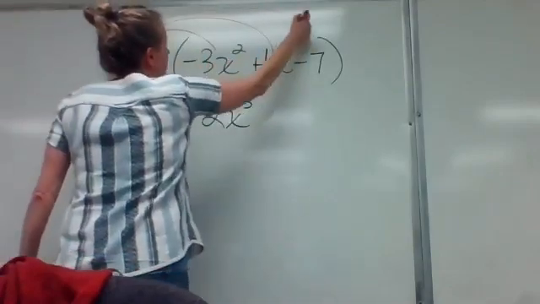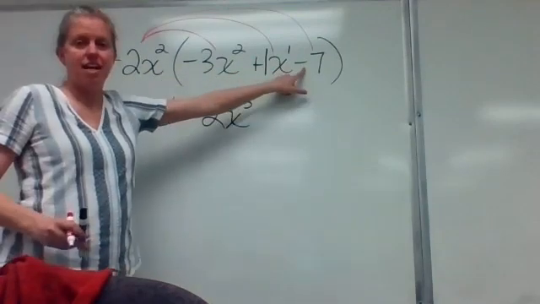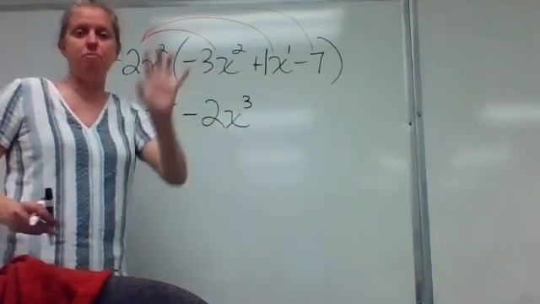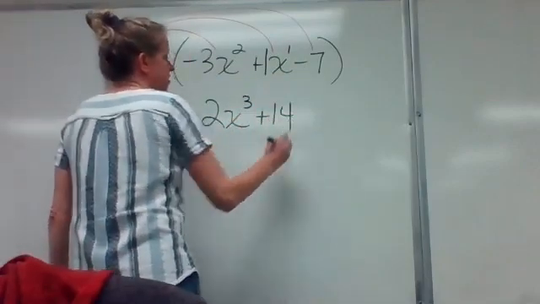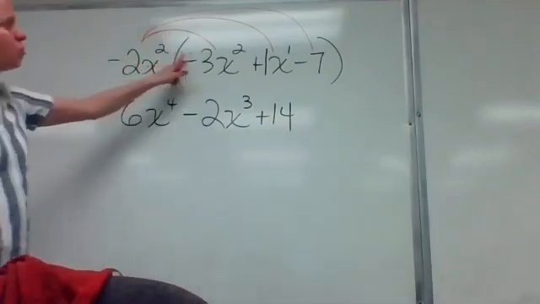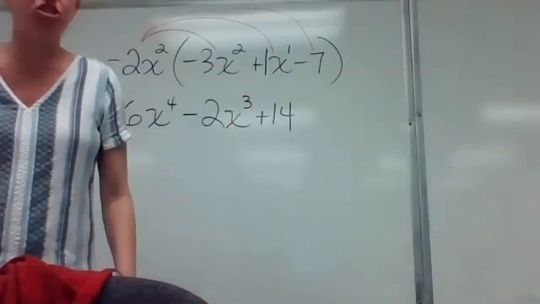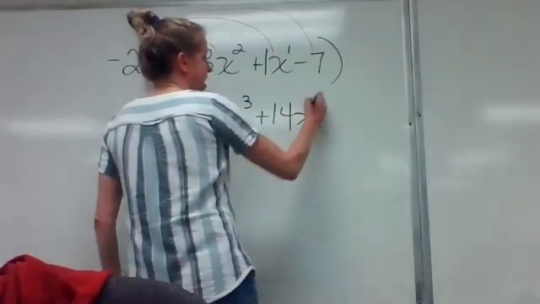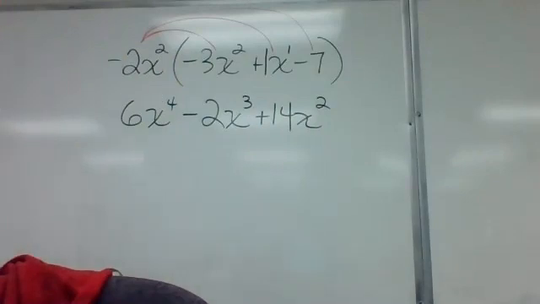And the last one. Negative 2 times negative 7. So since they're both negative, when I multiply them together, I get a positive 14. Now, this one has x squared. This one doesn't have any x's, so I'm not adding anything else to this exponent. So it just stays x squared.